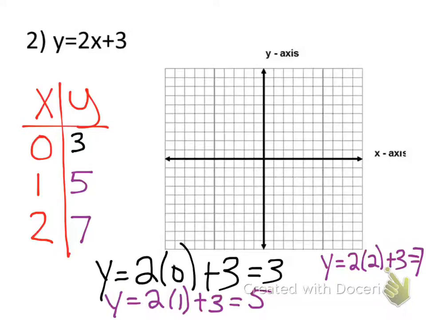All right, now I need to graph those. So 0, 3: side to side 0, up 3. 1, 5 is right 1, up 5. 2, 7 is right 2, up 7. Those form a line, so connect them and put arrows on the end.